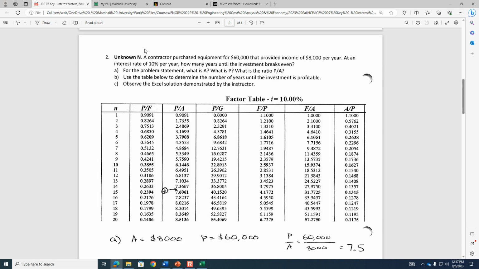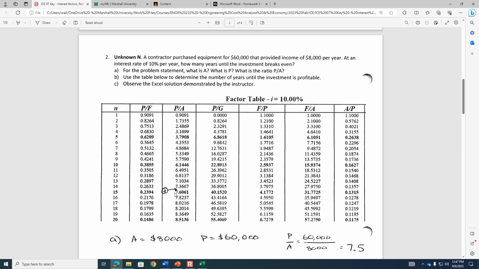Okay, in the problem that it's describing, P is 60,000 and A is 8,000. So the ratio of P divided by A is 7.5. If you have 60,000 divided by 8,000, that number is 7.5. Now go to the P/A table, and if you go down through it, the crossover point where 7.5 would fit is between 14 and 15.